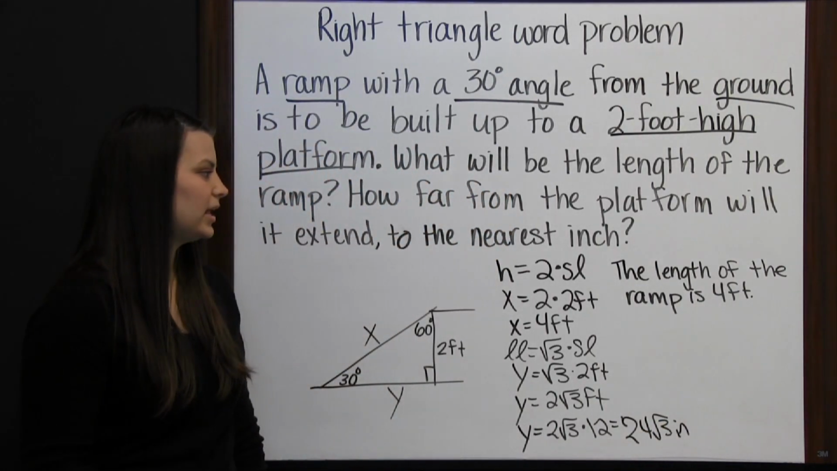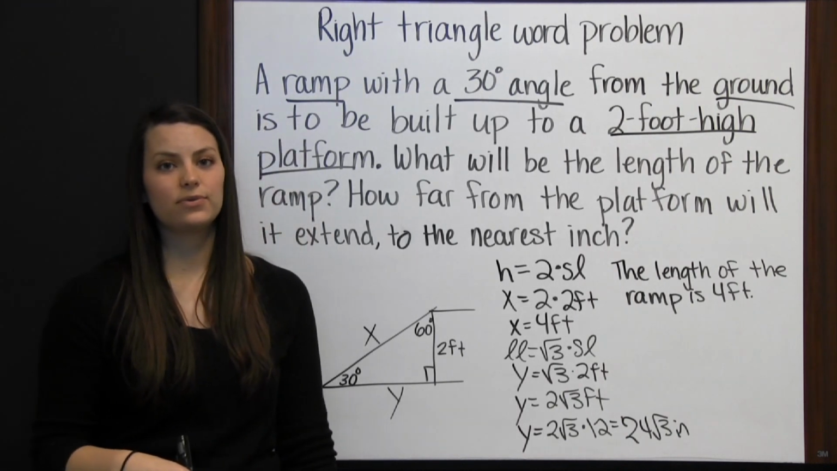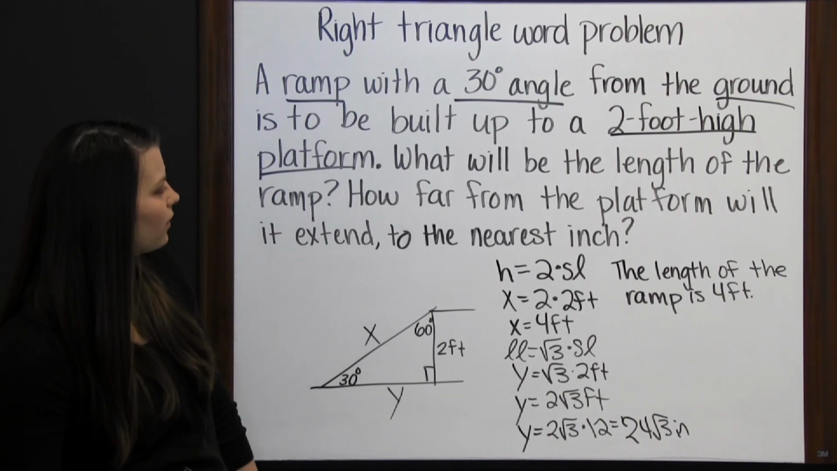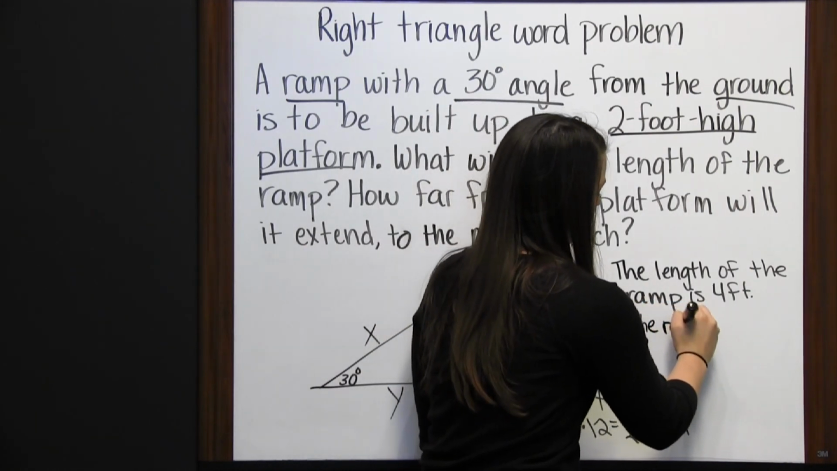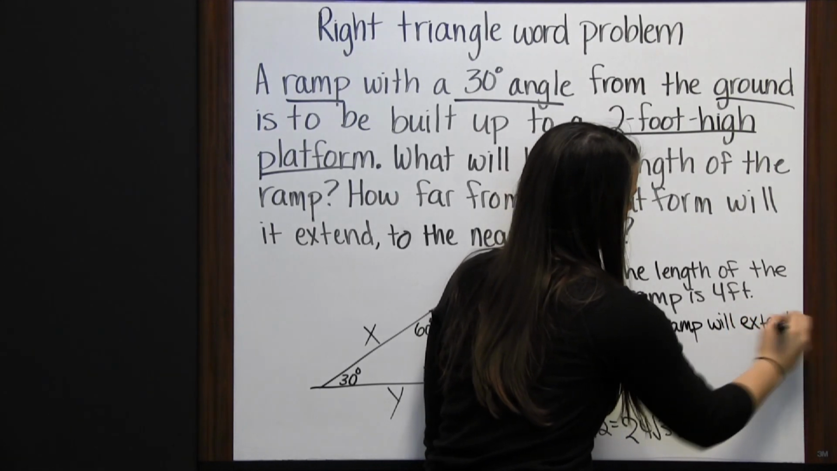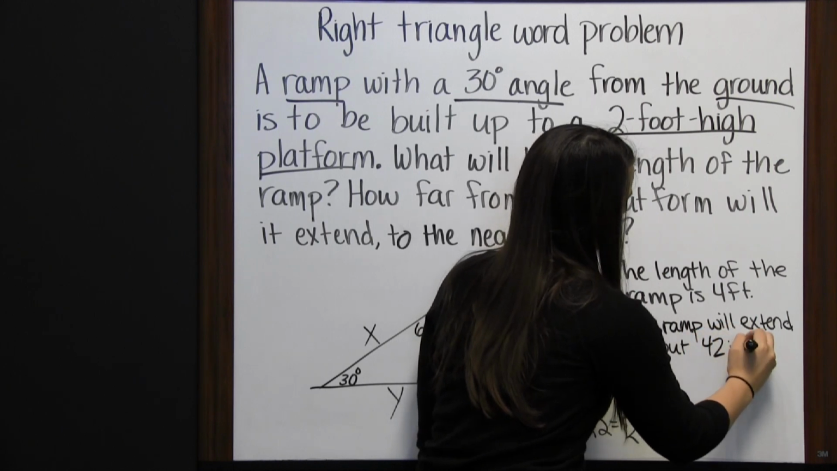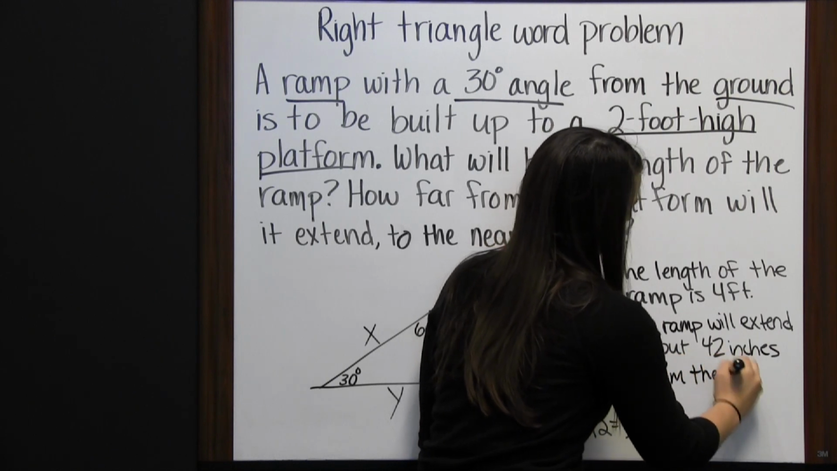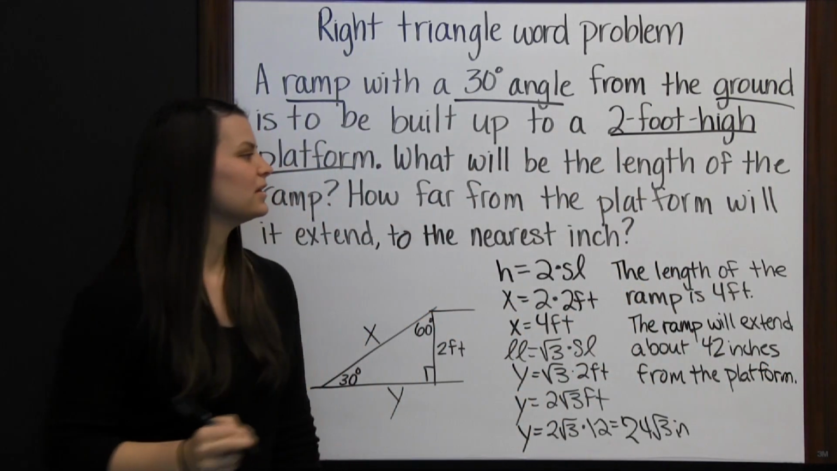But they didn't ask for it in simplest radical form, so then we'd actually want to calculate what 24 square roots of 3 inches is, and it's about 42 inches. Therefore, how far from the platform will the ramp extend? The ramp will extend about 42 inches from the platform. There we have it.